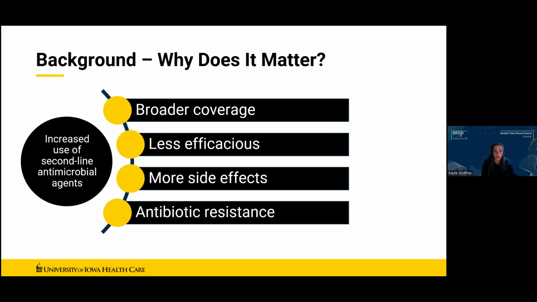So why does this matter? Ultimately, a penicillin allergy label can lead to increased use of second-line antimicrobial agents that can sometimes be broader in coverage, less efficacious, have more side effects, and lead to antibiotic resistance.